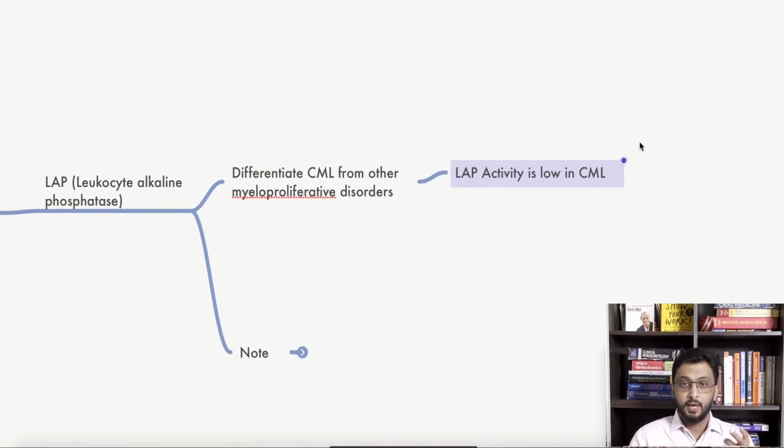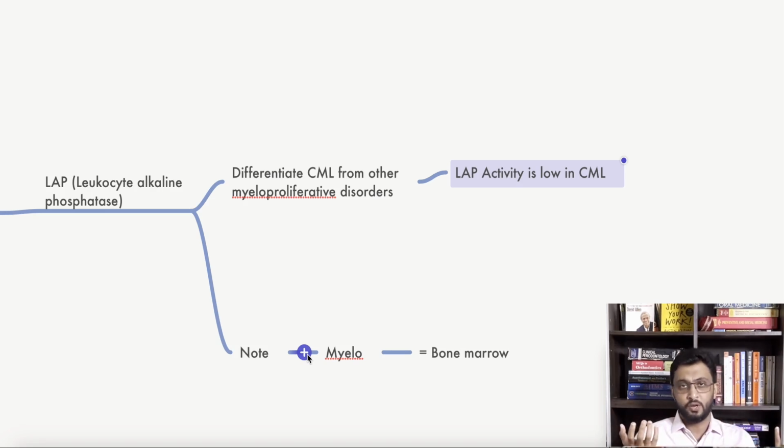So in other myeloproliferative disorders, LAP activity is normal. In CML, LAP activity is low. That's how you can differentiate CML from other myeloproliferative disorders. Now, what is myeloproliferative? Myelo means what? Bone marrow. So proliferative activity happening in bone marrow.